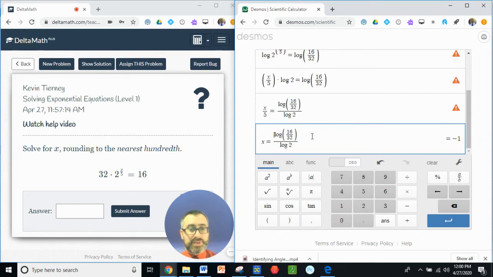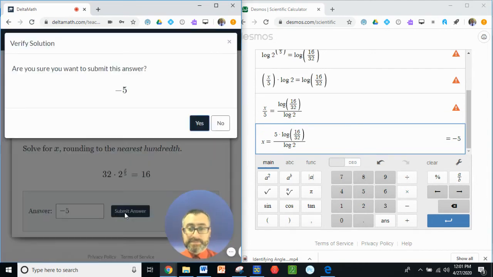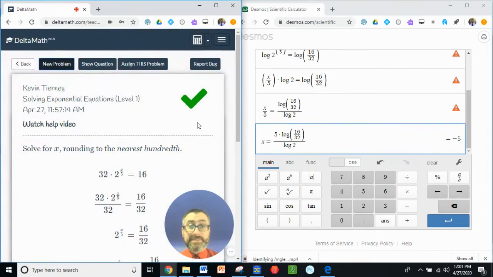So how about I just put it in here? 5 times log of 16 over 32 over log of 2. And all of that simplifies to negative 5. I'm going to go ahead and write that in here. Fantastic.